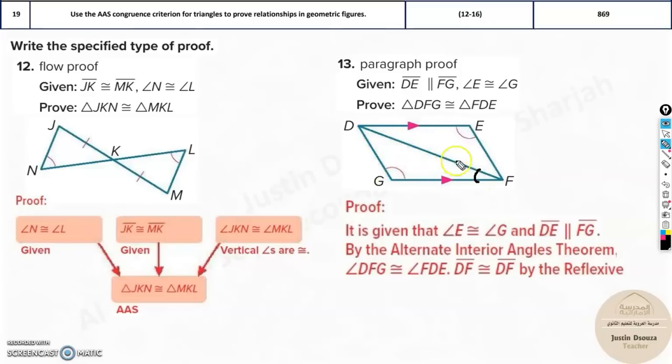DFG and FDE are congruent to each other. And this side is obviously congruent because it's the same side. It's the reflexive property of congruency. So we have angle, angle, side.